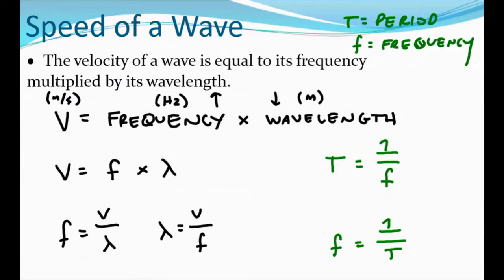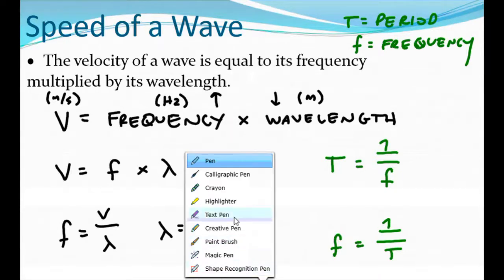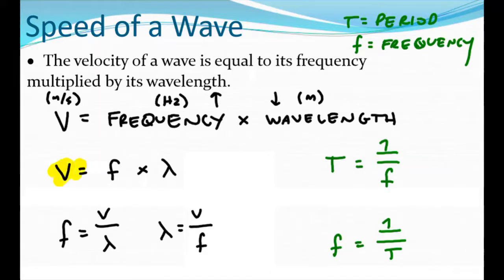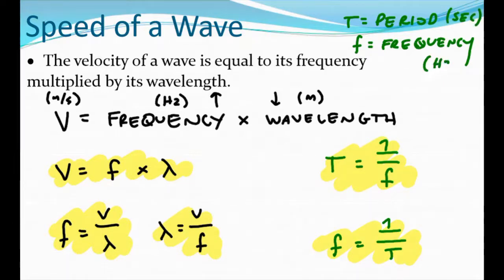All right. So if you want all the equations so far that we've had, this is it. You can take a screenshot of that or make sure that everything is written down. Speed of a wave, rearranged. And then from the other day, we know that period and frequency are related to each other. Period is how long it takes in seconds. Frequency is the number of waves that happen per second in hertz.